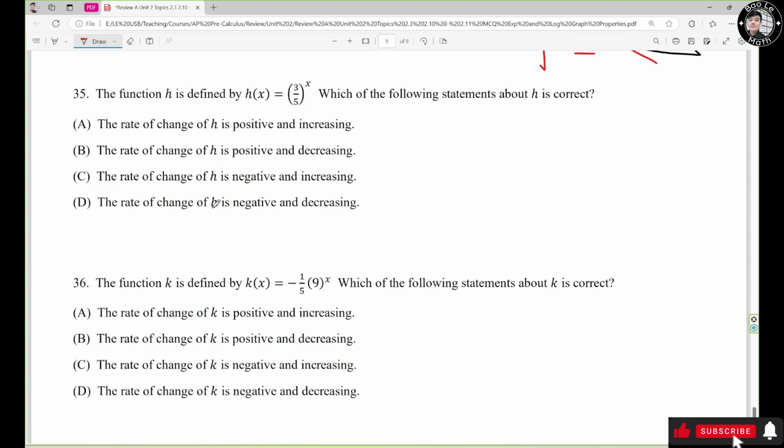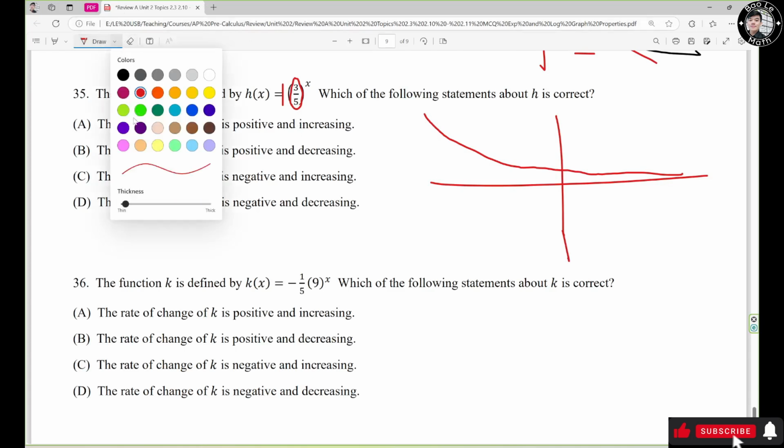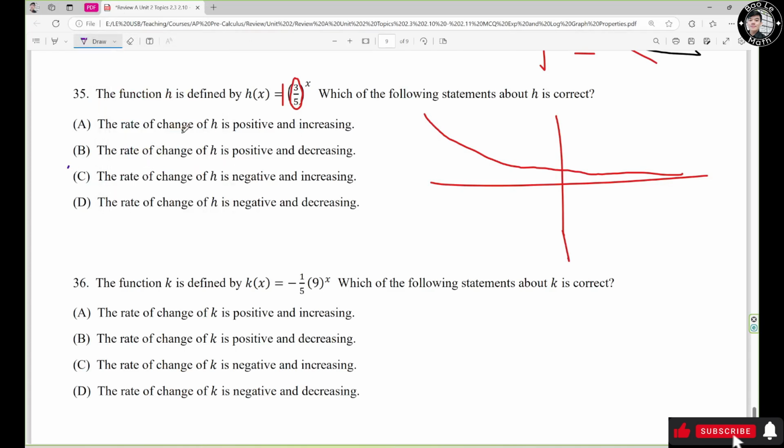Now let's move on to the last two, 35 and 36. We need to sketch this one, right? Now b equals 3 over 5, which is less than 1. So this is an exponential decay function, right? Now since a equals 1, there is no reflection, right? Now we need to check for the rate of change, is it positive or negative? Draw the tangent line. The tangent line is going down, the slope is negative.